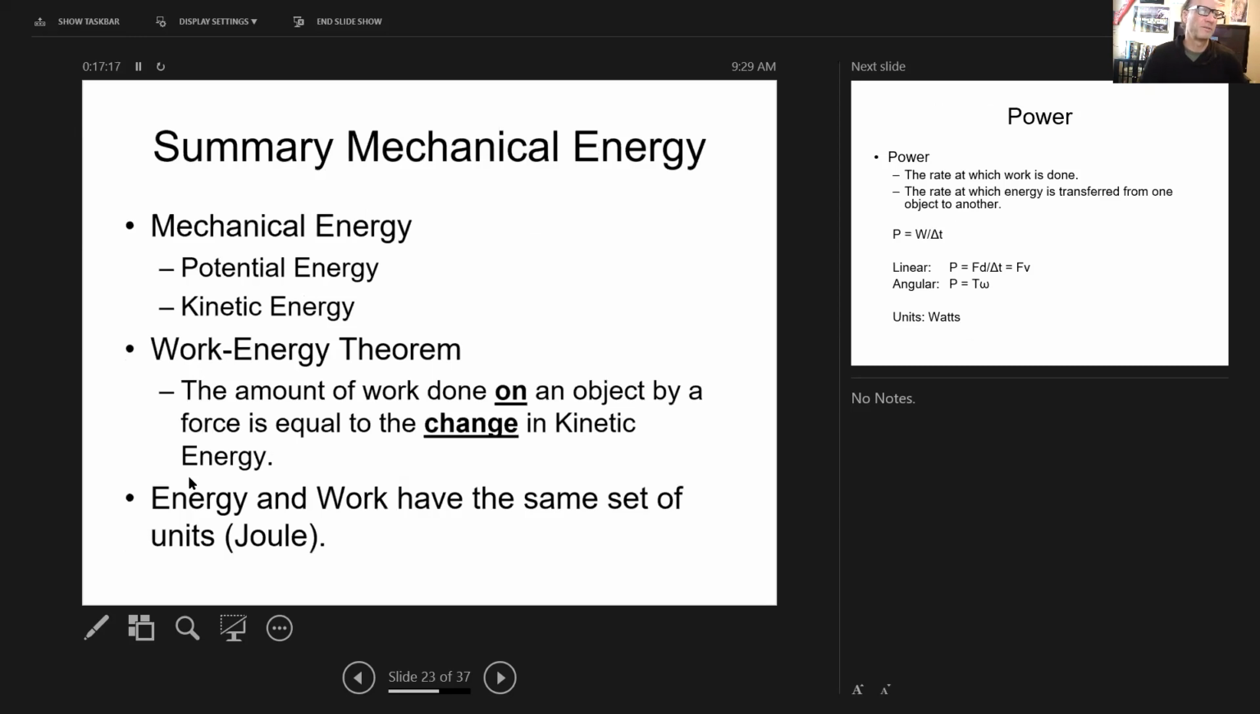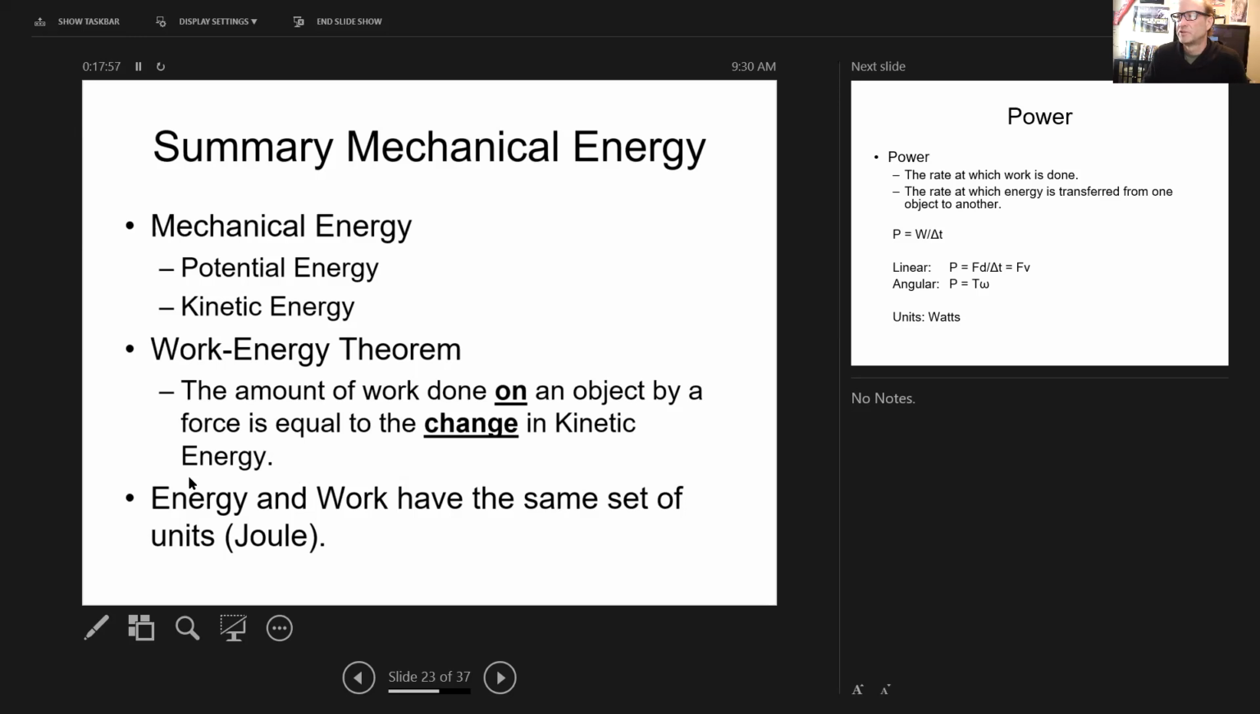Okay, all right, so summary, you've got to know mechanical energy, and that's what we're focused on right now. Potential energy, the capacity to do work based upon position, and that position could be linear, raising the object upward, or could be based upon compression of a spring. Kinetic energy, 1/2 mv squared, the capacity to do work based upon movement. The work-energy theorem is specific to looking at changes in kinetic energy. The amount of work done on an object by a force is equal to the change in kinetic energy.